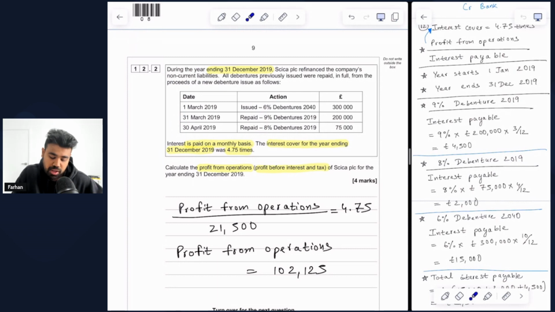Interest is paid on a monthly basis. The interest coverage for the year ending 31 December 2019 was 4.75 times. Calculate the profit from operations, which is also known as the profit before interest and tax, for the company for the year ending 31 December 2019.